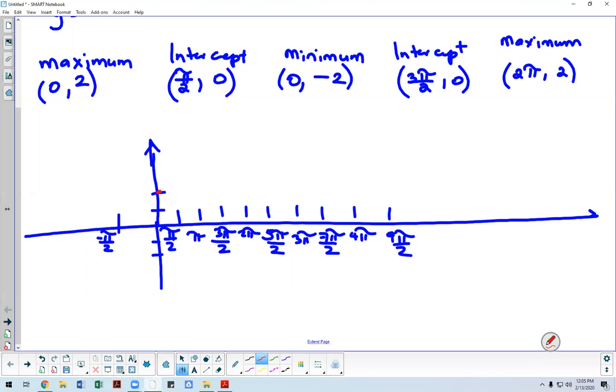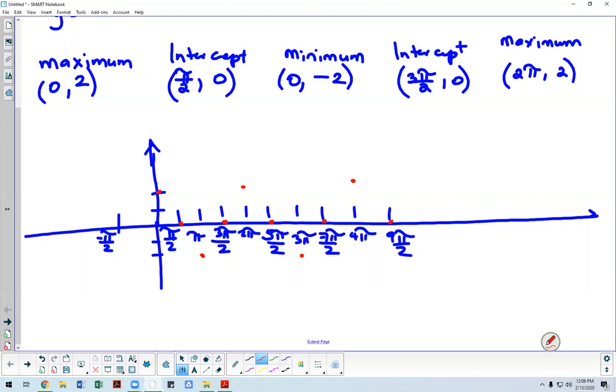Then at pi halves, we are running into an x-intercept, coming down here. We're at our minimum at 3 pi halves, and then maximum at 2 pi and 2. So what should our next value be after a maximum? You're at an intercept again at 5 pi halves. At 3 pi, you're going to be at a minimum. Intercept again, 4 pi, maximum, and at 9 pi halves, intercept.